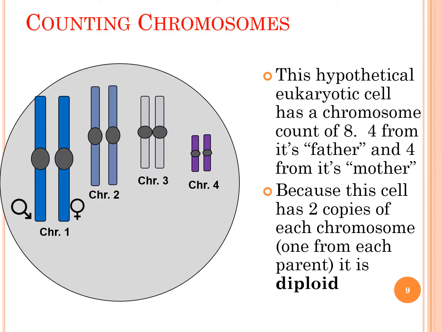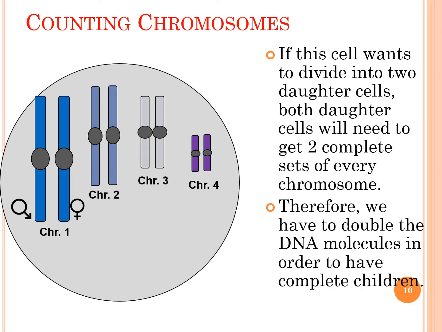Now, another thing that students sometimes struggle with is the counting of chromosomes as we go through mitosis and meiosis. So here's a hypothetical eukaryotic cell. In this species, we have 4 chromosomes, 4 chromosome types, and then a paternal and maternal version of each type. So 8 chromosomes in total, because this organism is diploid.